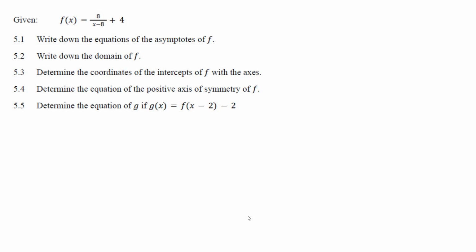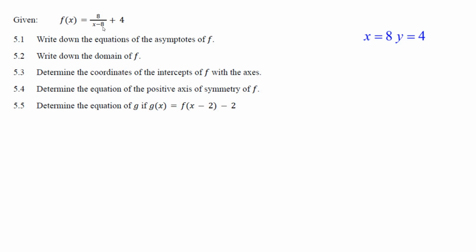Okay, let's try this next question here. It says, write down the equations of the asymptotes of this hyperbola that we're looking at. Well, you just have to know how they work. The horizontal asymptote is y equals 4. And the vertical asymptote is x equals 8. That's straight up, x is always equal to 8.